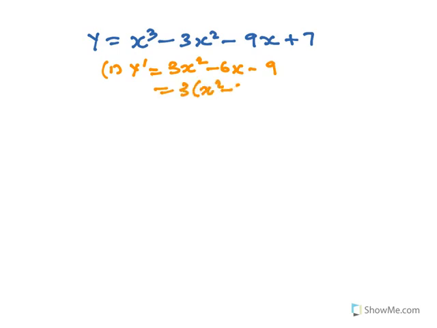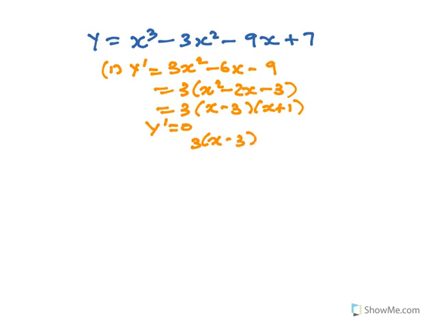Take the 3 out, so you get minus 2x minus 3. Factorise. Make y dash equal to 0. The 3 will just cancel out. So x equals 3 and minus 1.